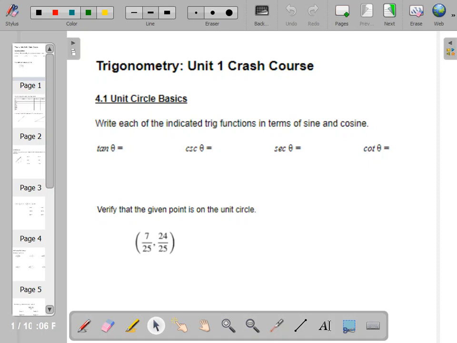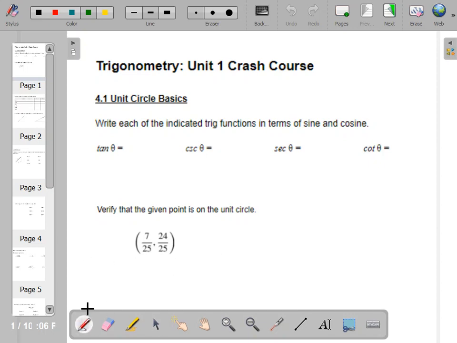Hello, ladies and gentlemen. We're going to do our first unit of trig. We're going to cover sections 4-1 to 4-5. Let's start off with just some basic unit circle stuff.